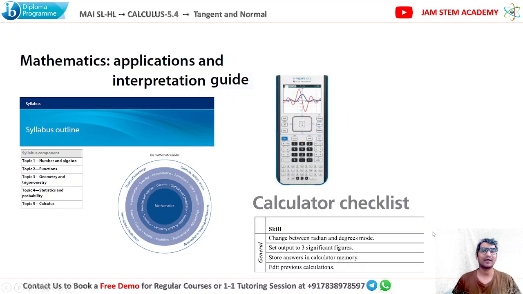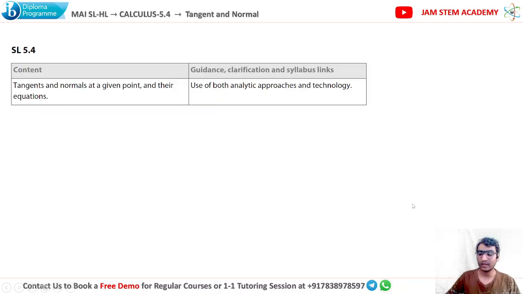Hello and welcome to another session in this IBDP Maths AI HL/SL course. Today we are going to talk about SL 5.4, which is finding the equation of tangent and normal line to a given point and their equations.